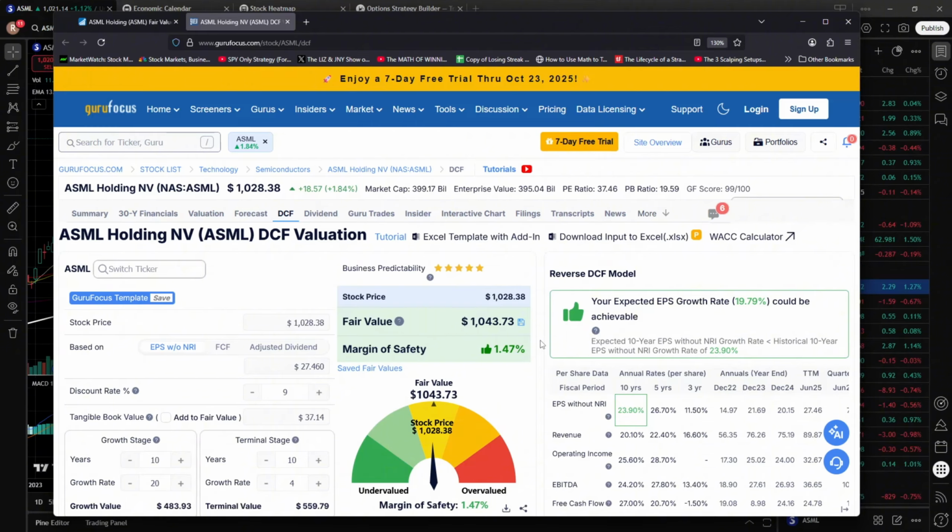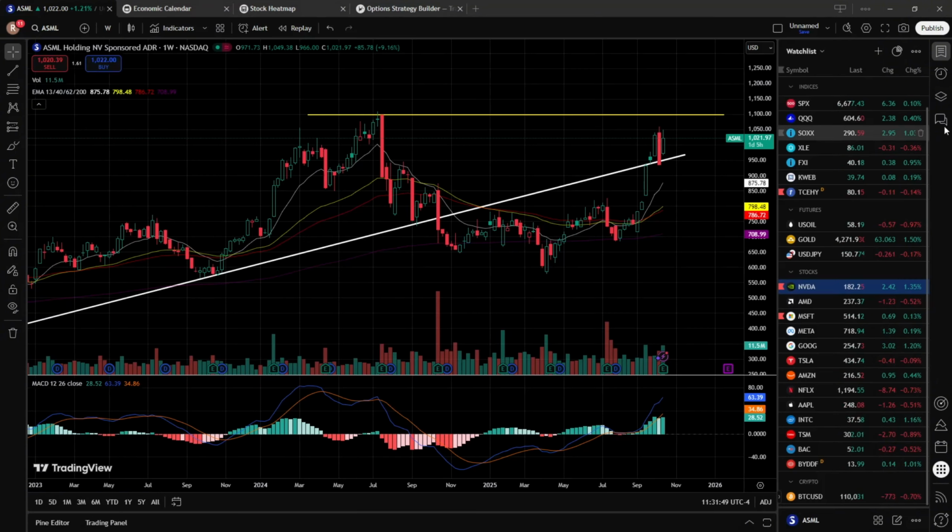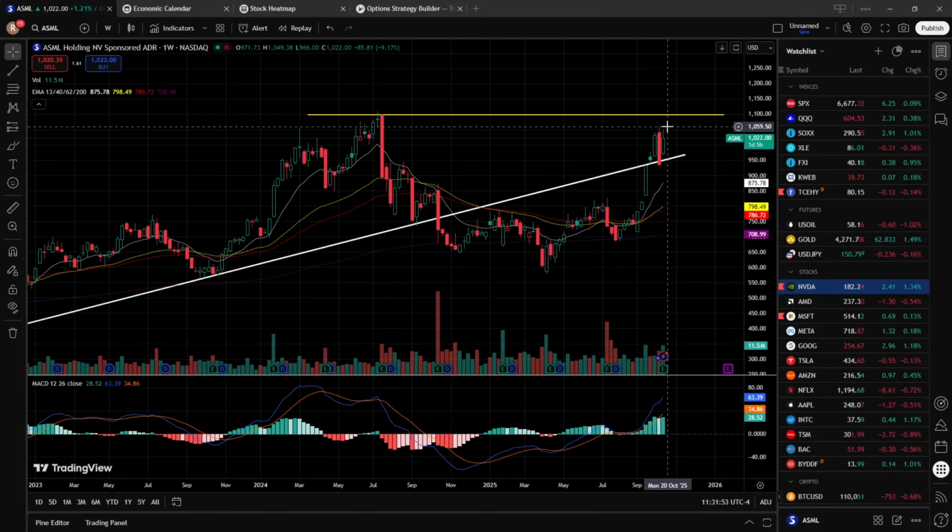When you're in a hurry, you're looking at a trade, and you only own the stock if it's going higher, where do I put a covered call? So look at the DCF. 1043 is fair market value. The last recent high is this line around 1100, and 1043 is around here, so it's approaching this point.